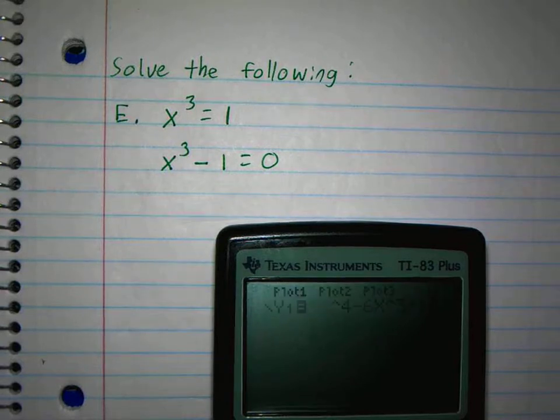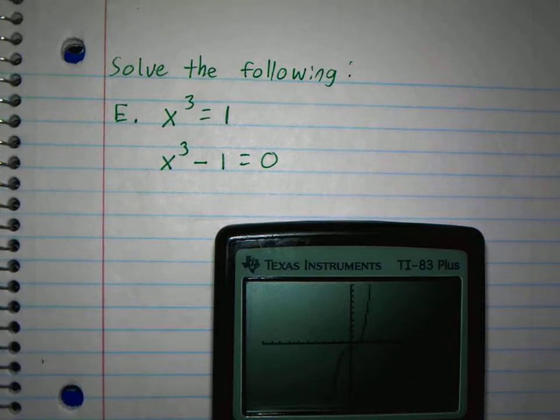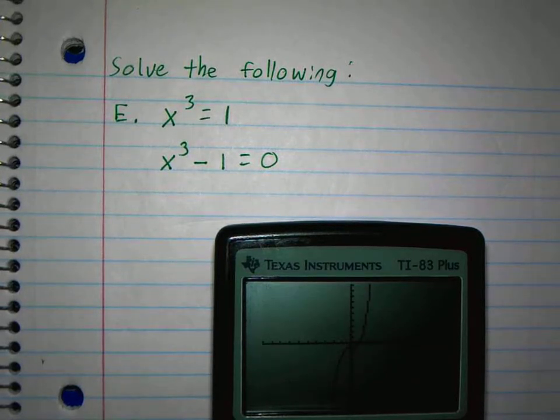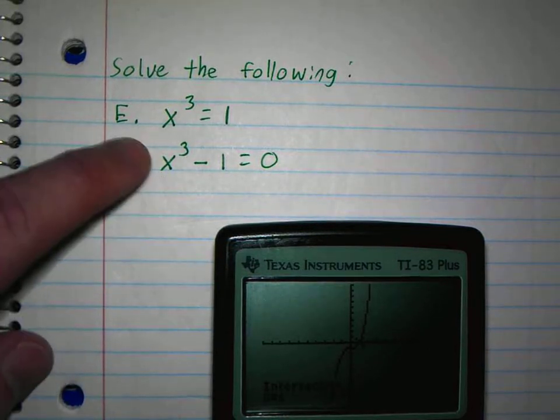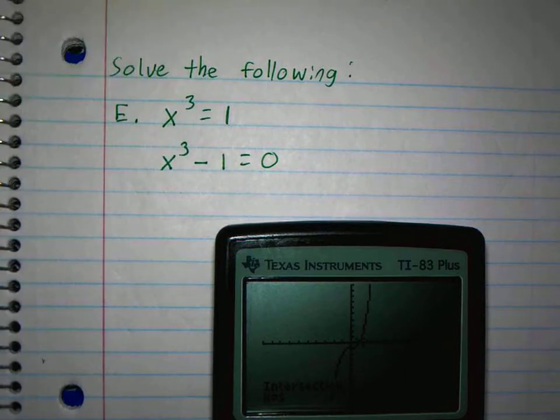So I have x cubed minus 1, and I graph it. Notice one of my solutions, using second calc intersect, is 1. And the reason why 1 is a solution is because 1 to the third is 1, and 1 minus 1 is 0. So 1 is a solution.